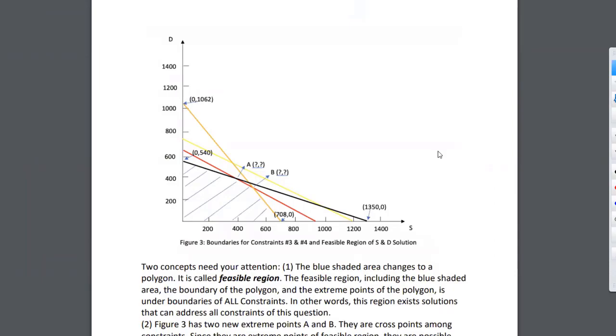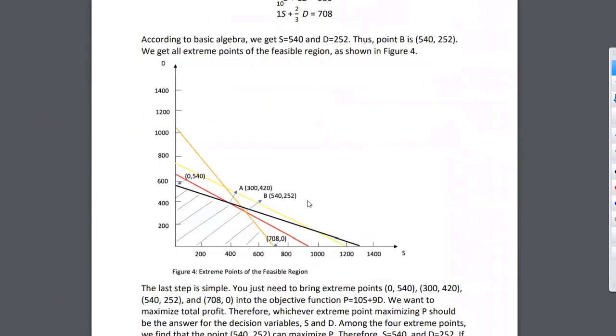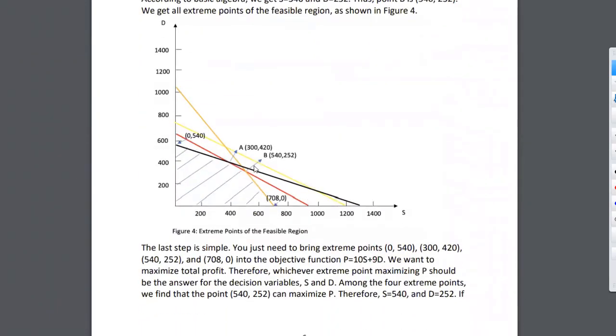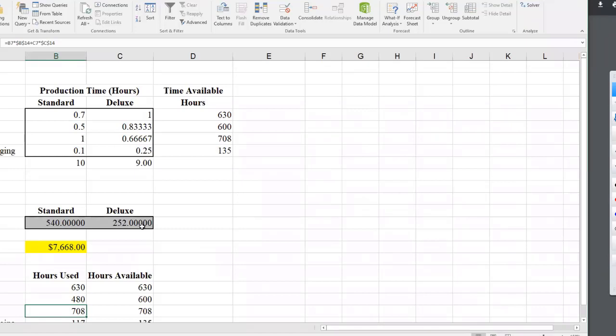What should be next? Next, you have a combination of values. You get all the extreme point values, right? What you need to do is bring these values back to the objective function and find out which one gives you the largest value. Point B can give you the largest objective function value. What is point B? 540 and 252. Let's go back to the software. 540 and 252 in the grid cell.